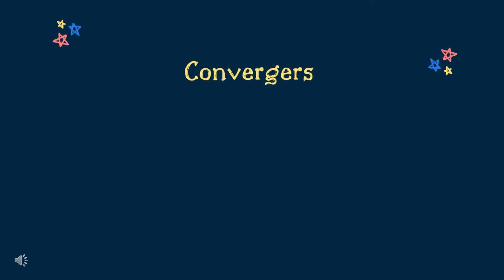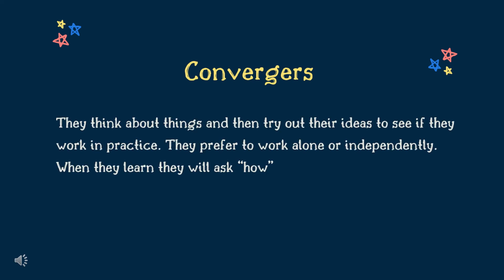So let's first talk about the convergers, or those learners who deal better with abstract ideas but still like to end up with concrete results. And they understand theories but want to test them out in practice. And they think about things and then try out their ideas to see if they work in practice. And they prefer to work alone or independently. When they learn, they will ask how. So these learners think and do, meaning there's a combination of abstract conceptualization or thinking and active experimentation or doing.